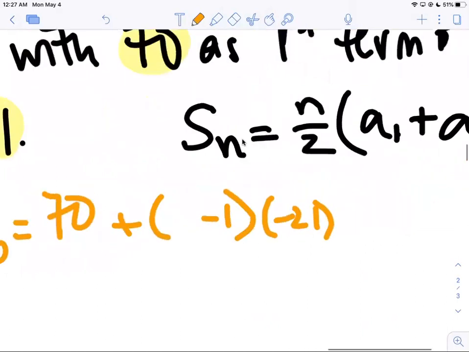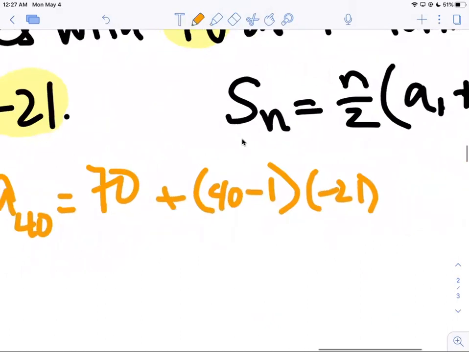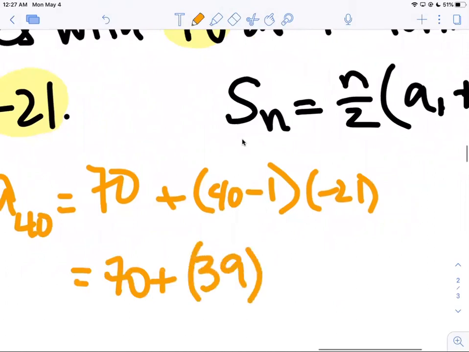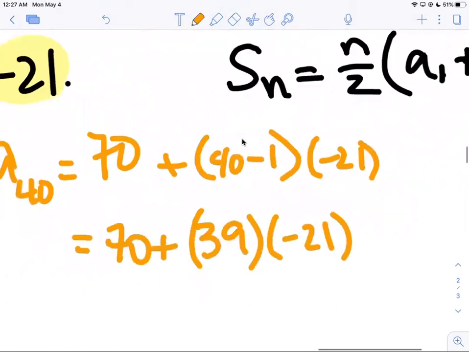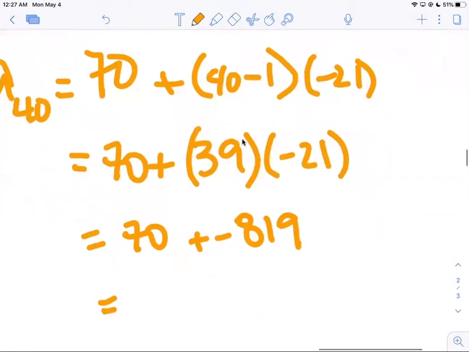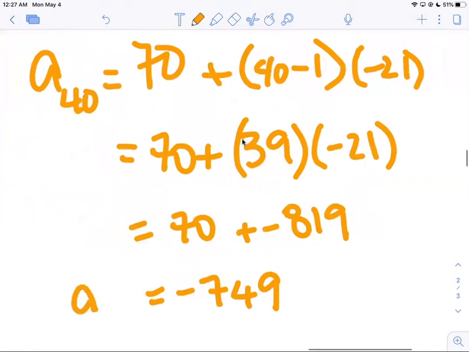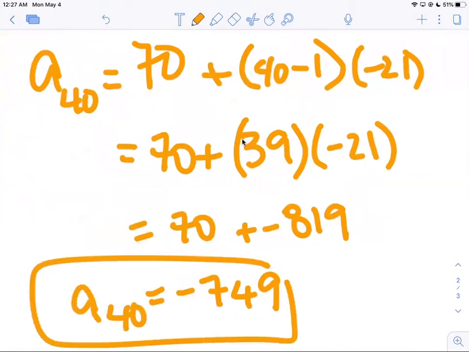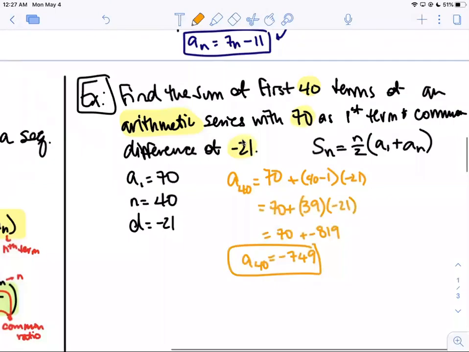Okay, so I'm going to start simplifying. 70 plus 39 times negative 21. 39 times negative 21 is 70 plus negative 819. And then you add those two together and you get negative 749. And that's a sub 40, okay? And I need to use that in there.